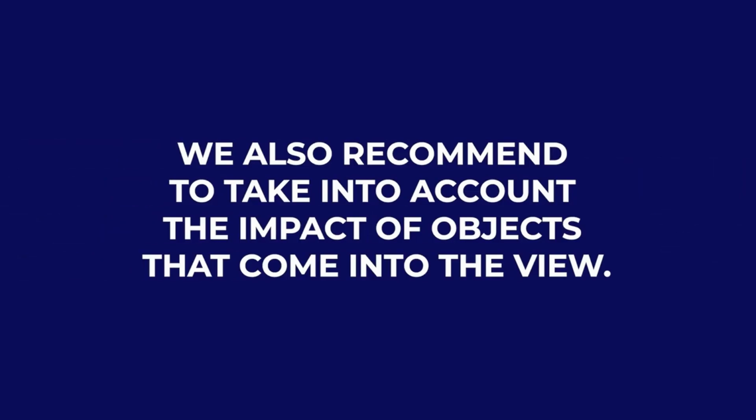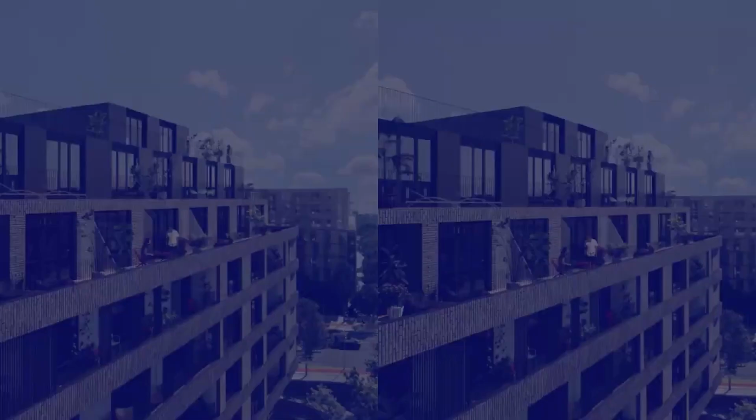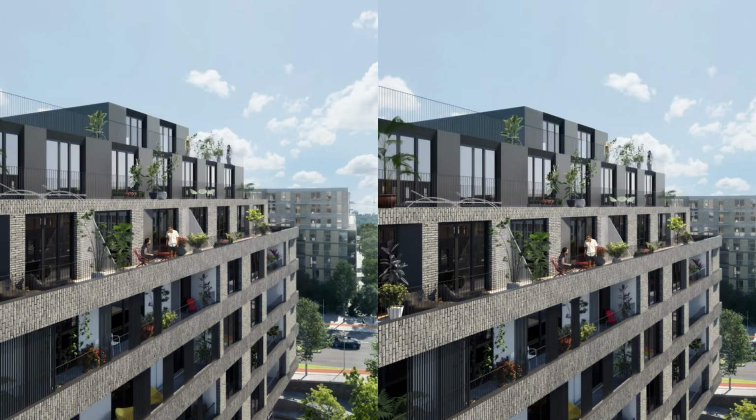We also recommend to take into account the impact of objects that come into the view. For example, if Unit 1 has 20% of neighboring building coming to the view and Unit 2 has 40%, then Unit 1 view will be rated at 5 and Unit 2 will be rated at 4.